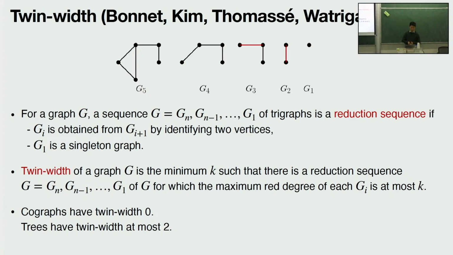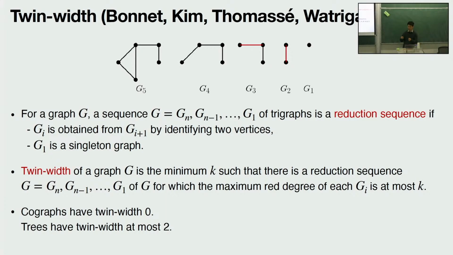So cographs are known to have twin-width 0. Cographs have a special property that you take any induced subgraph, you always have a twin. So you just identify the twins into one vertex, then you don't create any red edges. So the cographs are the basic class of this twin-width world, and you can easily figure out that trees have twin-width at most two. Yeah, just looking at the leaves and then identifying.